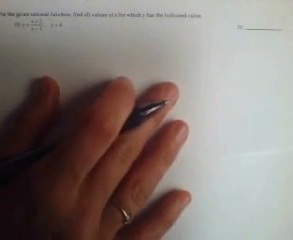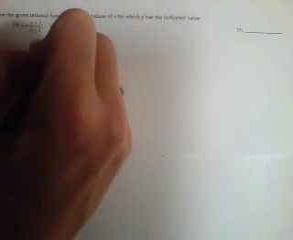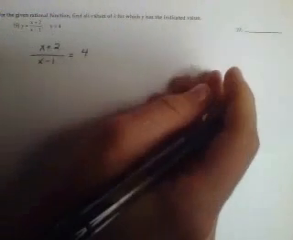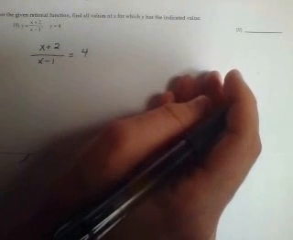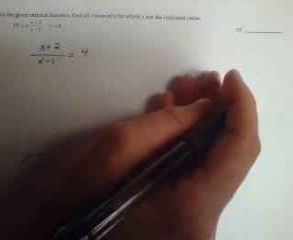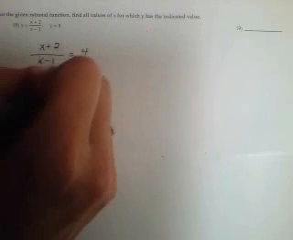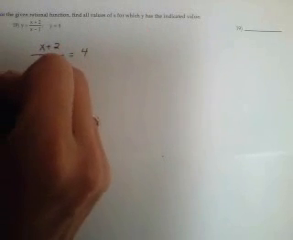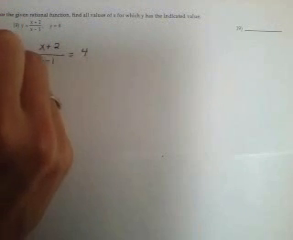Okay. For the given rational function, find all values of x for which y is the indicated value. So in other words, we have here x plus 2 over x minus 1 equals 4. And the idea is that we have to be very careful with multiplying both sides. We're doing cross multiplication. We can do that, but we need to make sure we note things like what we are not allowed to have in the denominator. So the first thing I'm going to say is, let's just note here that x is not equal to 1. We can't get a 1 on the bottom or it's going to mess up our problem.